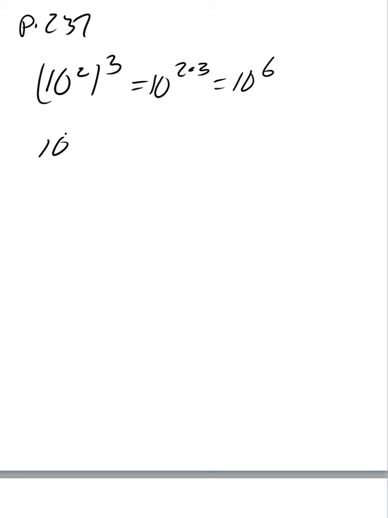On 237, it also talks about what you can do when you have a power to a power. When you do that, you multiply. So in other words, let's say we've got 10 squared to the third power. What I have to do there is multiply the 2 times the 3, and I get 10 to the 6th. It's going to be 10 to the 6th. And if you think about it, that makes sense, because this really means 10 squared 3 different times. 10 squared, 10 squared, 10 squared.